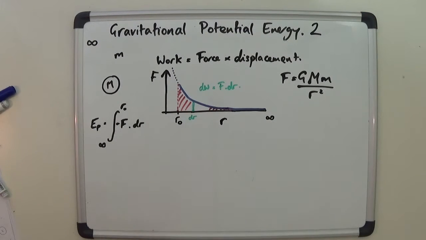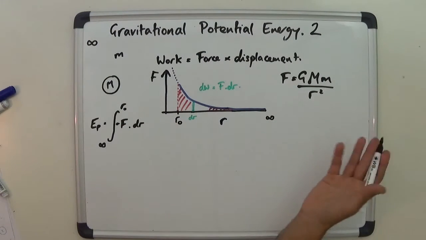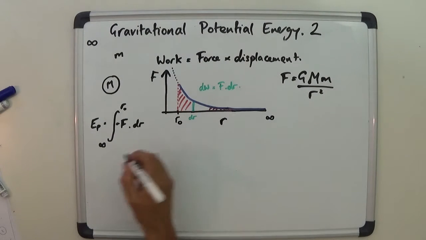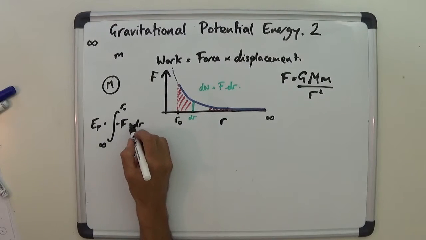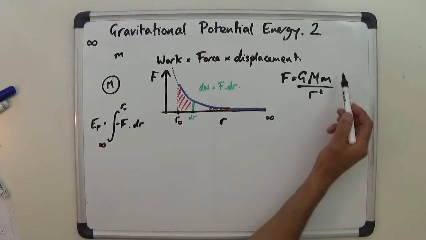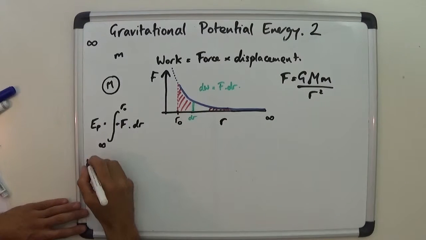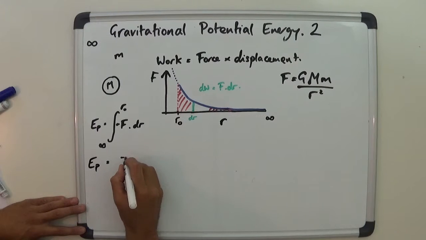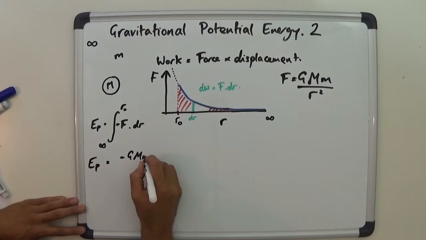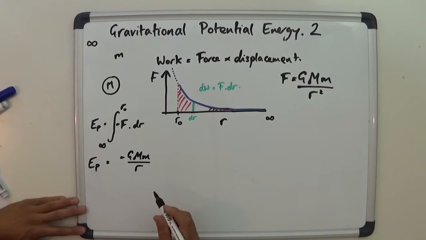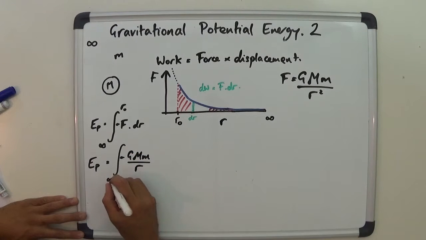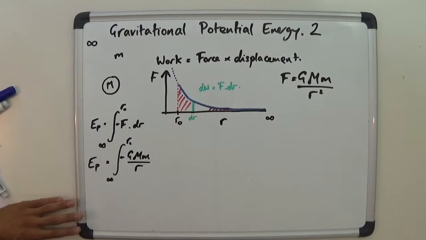And again, this harps back to that last video. It's a bit counterintuitive, but this is a vector and this is a vector, and we're going in opposite directions. So now we've established this, we want to put the force in terms of Newton's gravitational equation. So we will say EP is equal to minus big G, big M, little m over R squared, and we're going to integrate from infinity to R0 with respect to R.